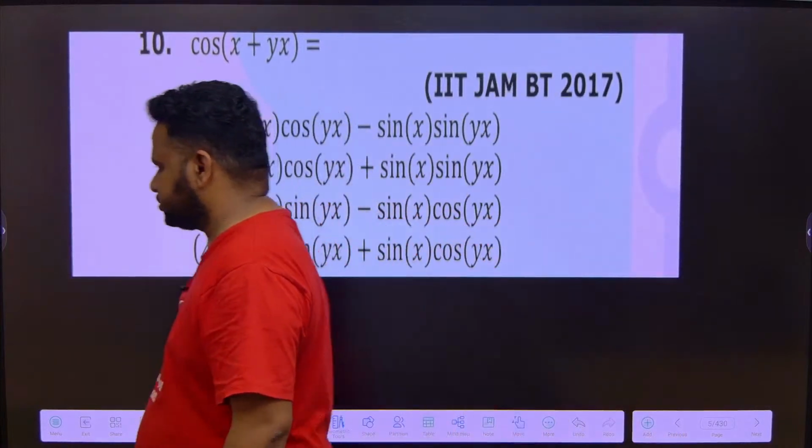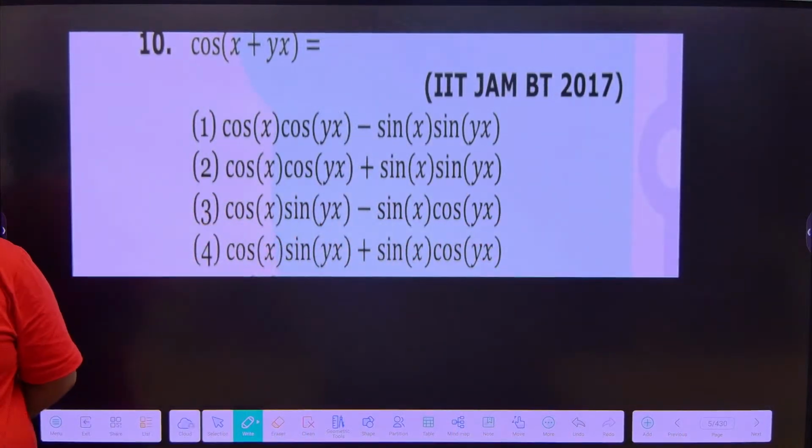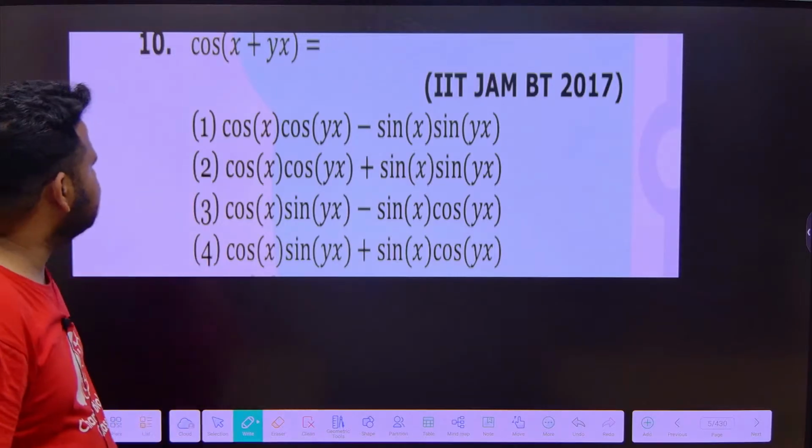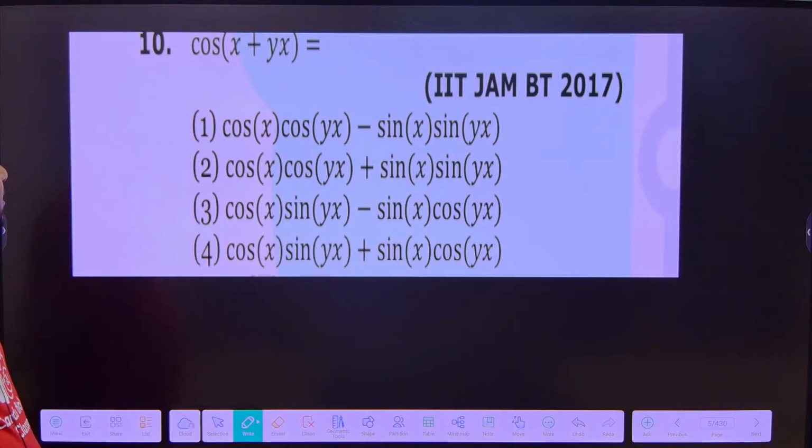Please have a look at this question. Please try to solve this question. What have they given? They have given cos of x plus yx is equal to what? IIT JAM Biotechnology 2017.